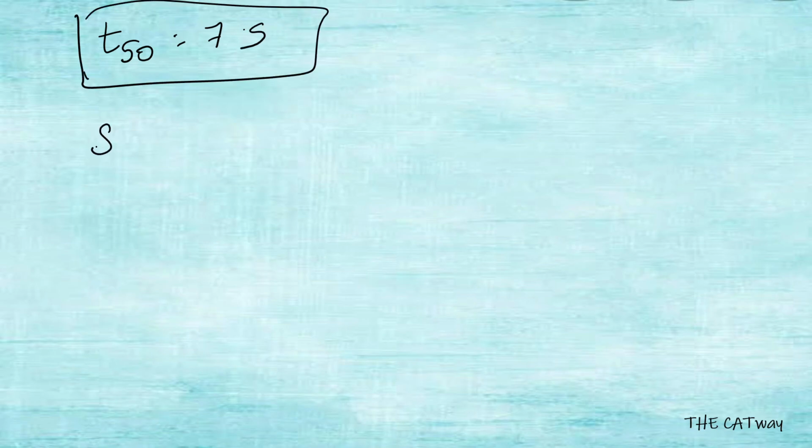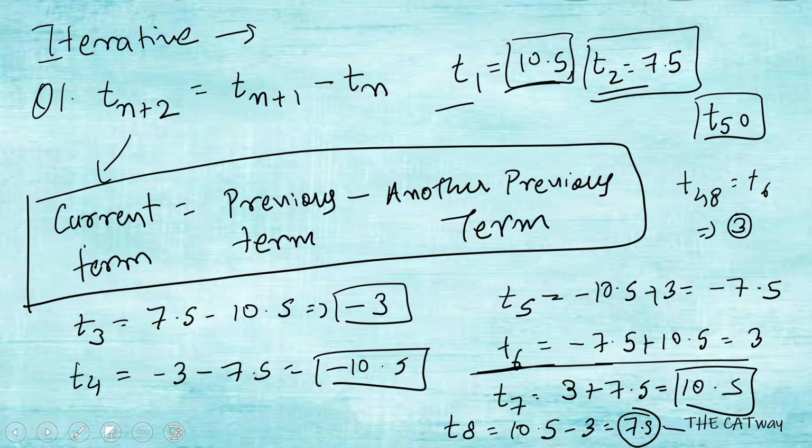So what do we have as our answer for term 50? Term 50 will be 7.5. Now let's say you have to find the sum of the terms up to term 50. Okay, so let's find out. It will also give a series only, an iterative series only.